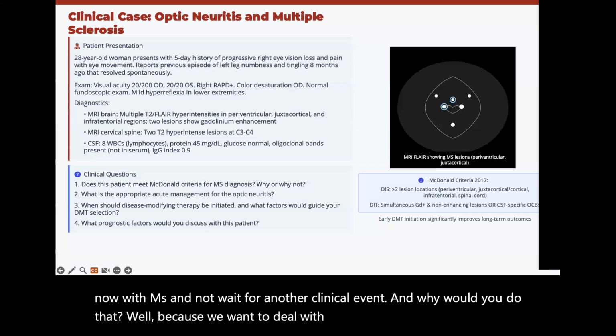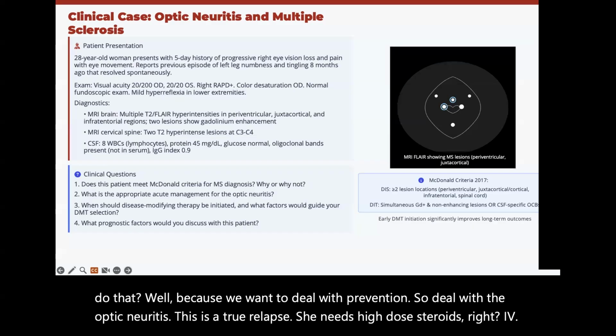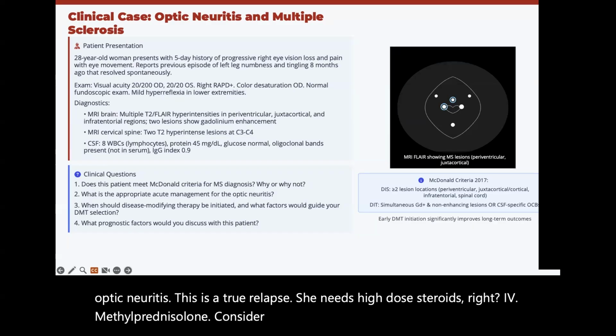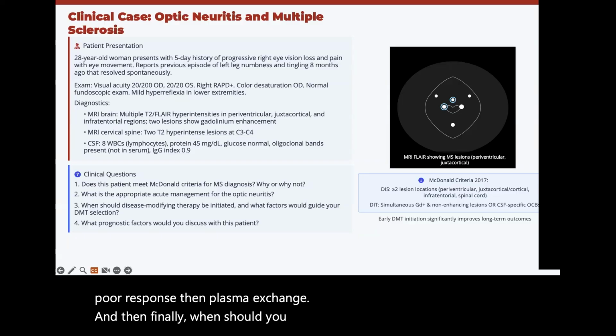So deal with the optic neuritis. This is a true relapse. She needs high-dose steroids, right? IV methylprednisolone. Consider the oral taper. And then if severe vision loss or poor response, then plasma exchange. And then finally, when should you start the DMT and which ones? You're probably not going to; you're going to refer her to a specialist.